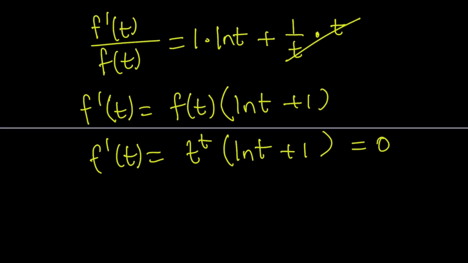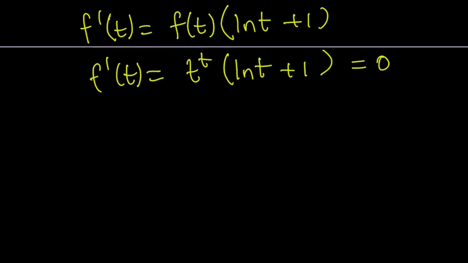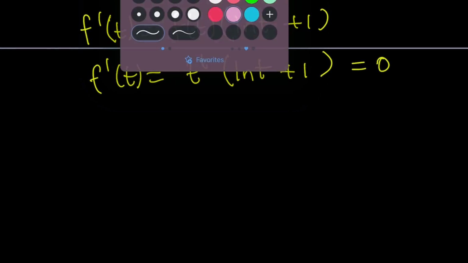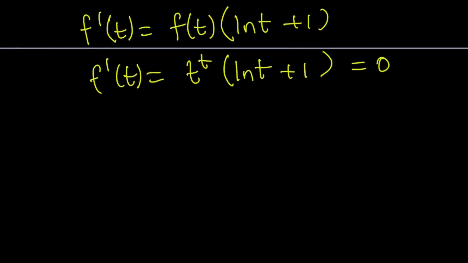Well, if you have sharp corners, that's a different story. Anyways, let's not get into that. Let's just keep it simple. By setting this equal to 0, first of all, t to the t cannot be 0. It's impossible, right? So we're going to set the second factor.